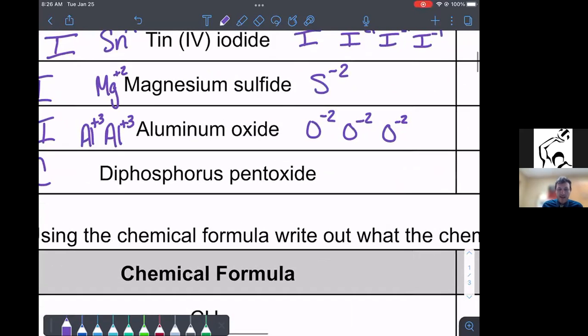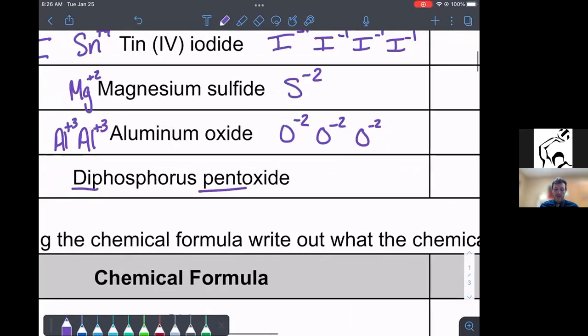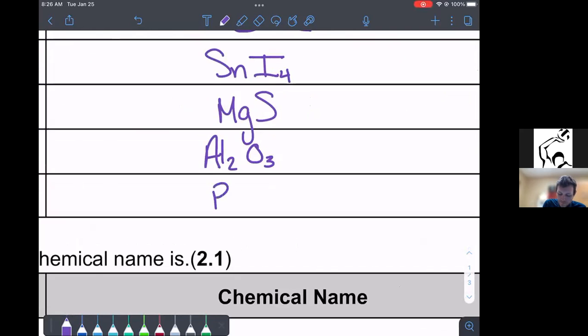And last but not least, we have diphosphorus pentoxide. Phosphorus is P, and we have di, which means 2 P's, so 2 phosphorus. And we have O for oxygen, and we have penta for 5, which means it's going to be P2O5.